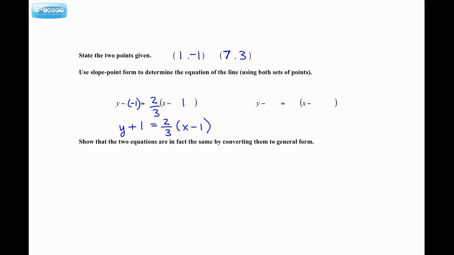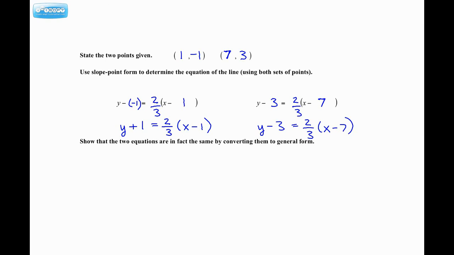Okay. So for the next one, I'm going to do exactly the same thing, but I'm going to use this point instead. So y minus my y value, so that's 3, equals, and again the slope is still 2/3, and then I have x minus x1, that's right there. We don't have any double negatives, so I'm just going to leave it, well, I'll write it again, just so it looks like the previous one. So this is also the same equation of our line. Now they look completely different, but I'm going to show you down below that they are in fact the same.